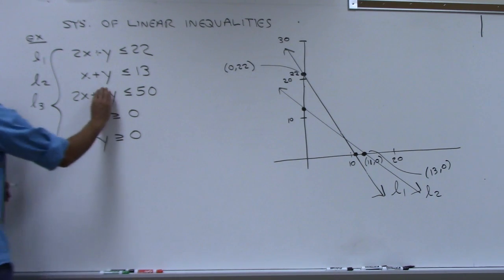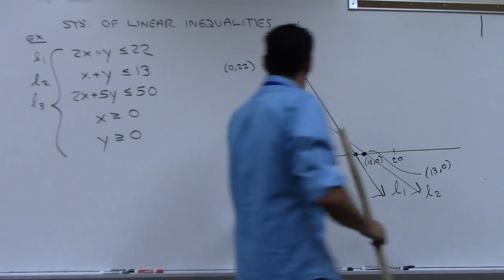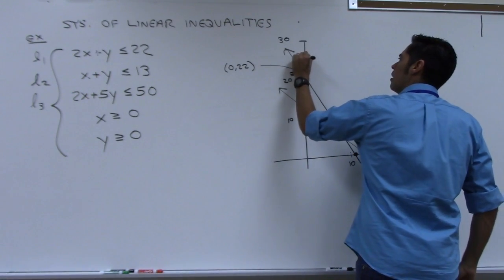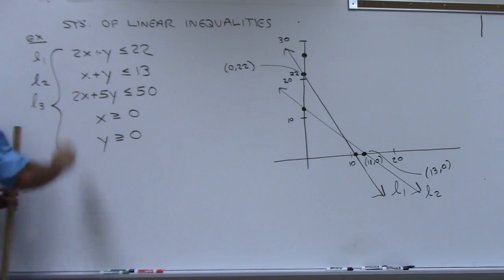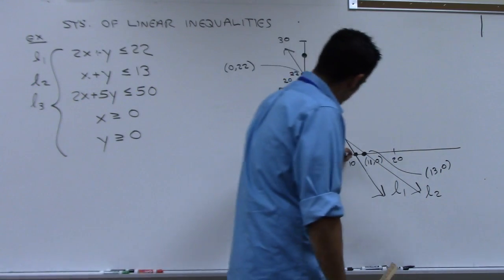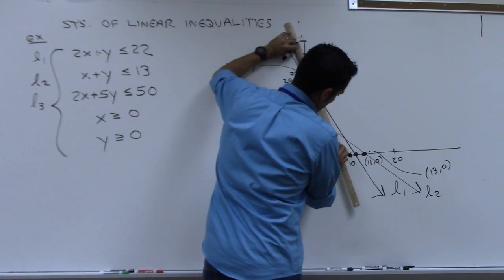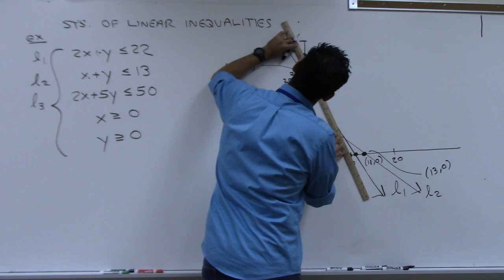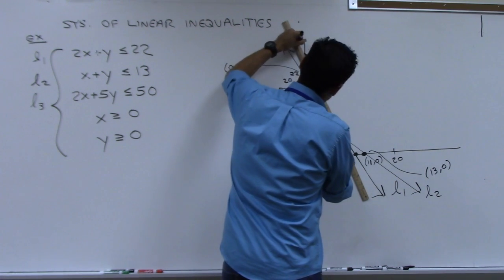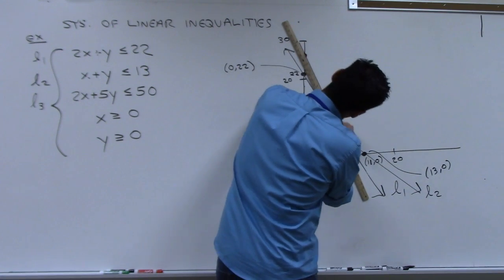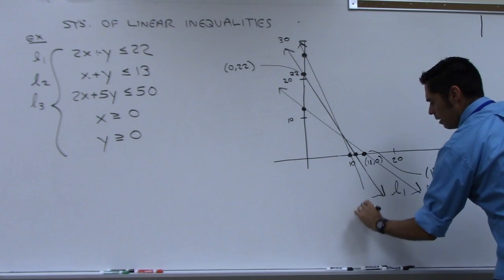Okay, so what do we say here? If y was 0, x was 25. So that means we're up here. And if x is 0, y is what? 10. Here. So like this. Is that okay? It's starting to look like a mess. L3.